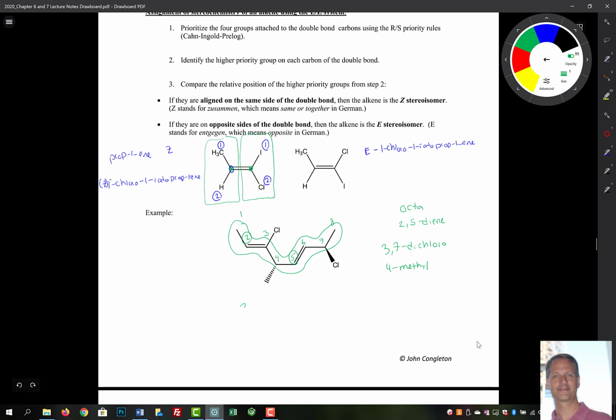So this is going to be a 3,7-dichloro, 4-methyl. So we took care of those two guys. And then we could do it this way. We could do a 2,5-octadiene, or you could call this an octa-2,5-diene. Now we're not done yet though.